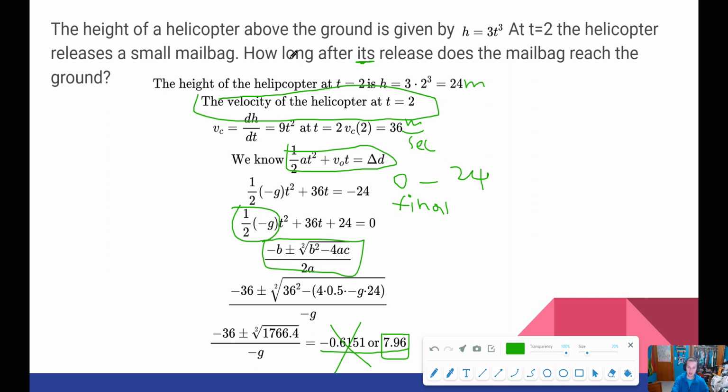If it asked you how long after the helicopter took off does the mailbag hit the ground, well, you've got to add on the 2 seconds, and that's going to be 9.96. So do keep in mind that if it wanted from when the helicopter took off, you have to add on the extra 2 seconds for that. So the context of the problem does matter, so don't forget about that.